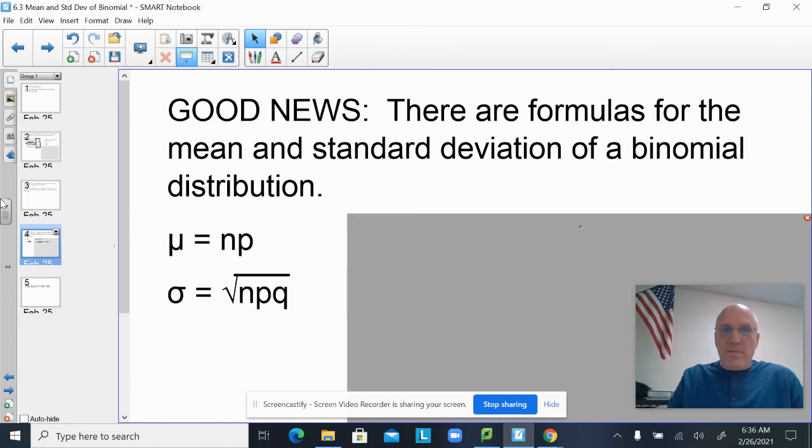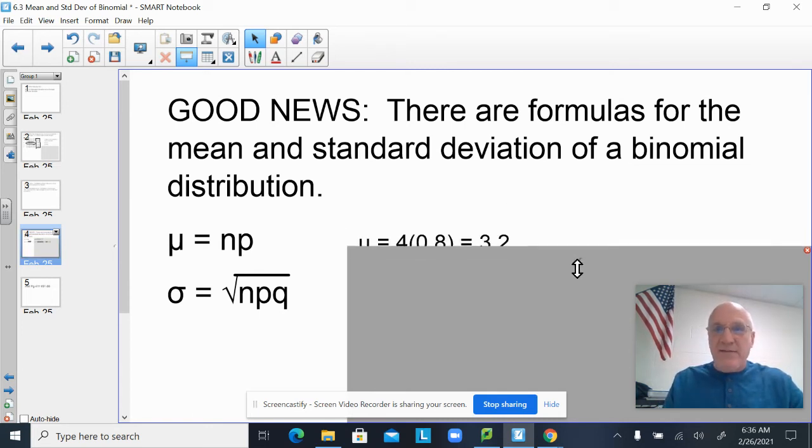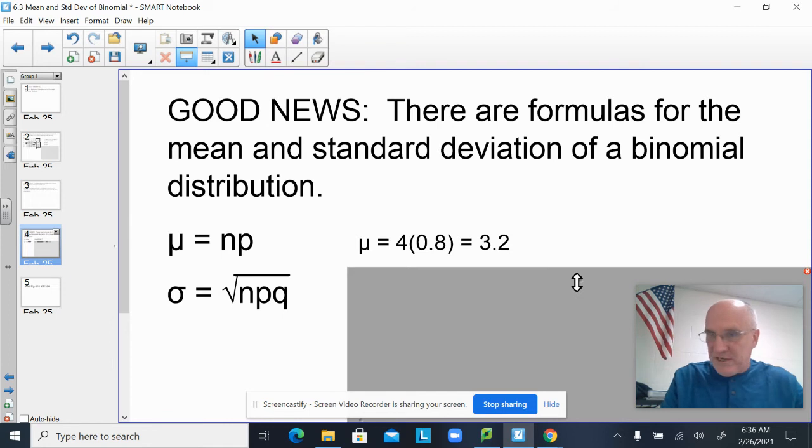The mean is just n times p. We already had that conversation 2 minutes ago. n is the number of trials, which is 4 in this case. p is the probability of success each time, which is 0.8. It makes sense that if I'm doing something 4 times and I succeed 80% of the time, whatever 80% of 4 is would be my expected value. So sure enough, that formula matches, and np is in fact 4 times 0.8, which is 3.2.